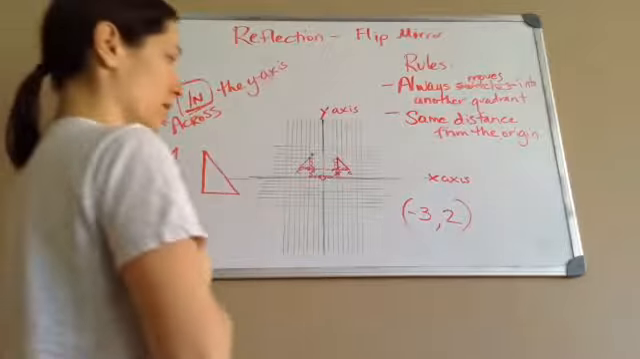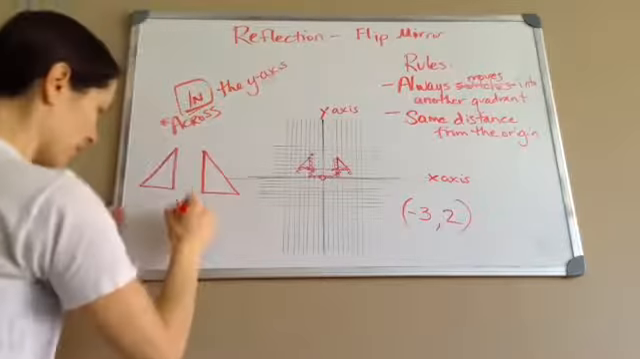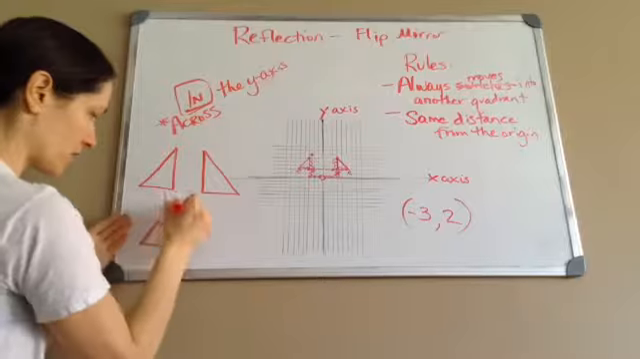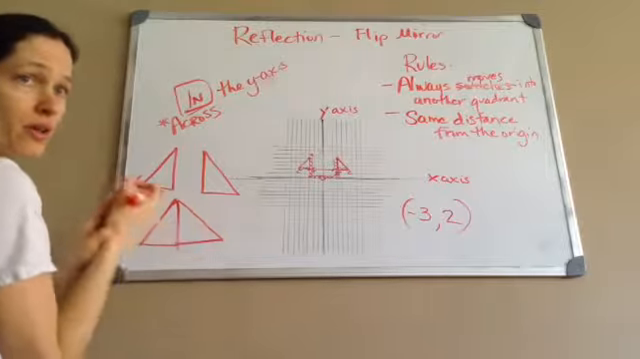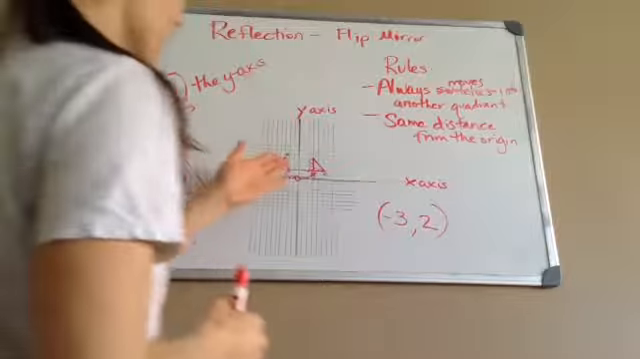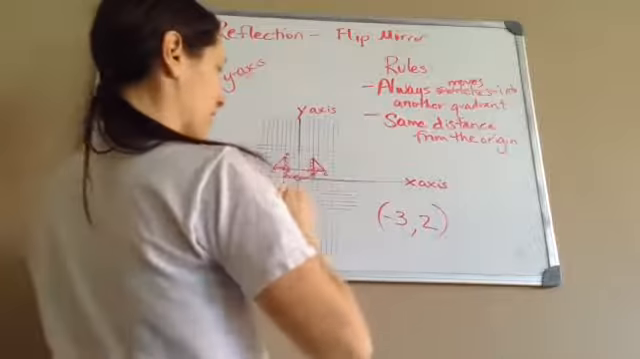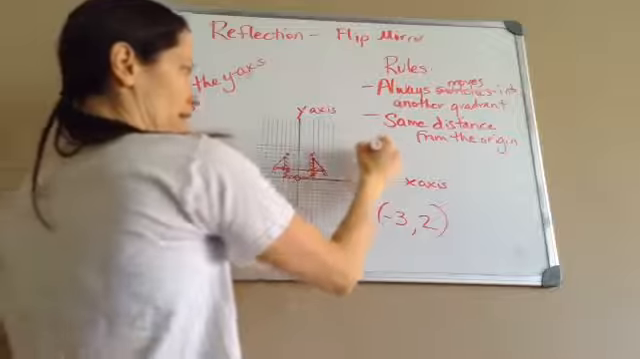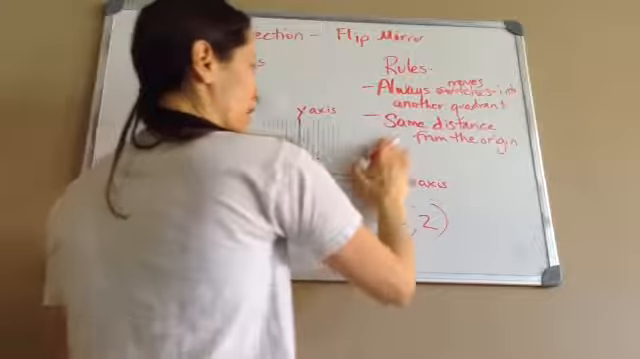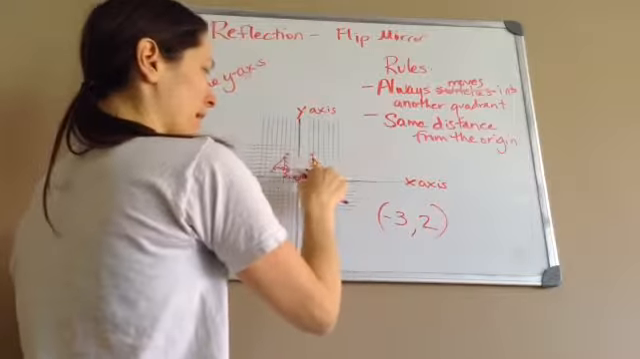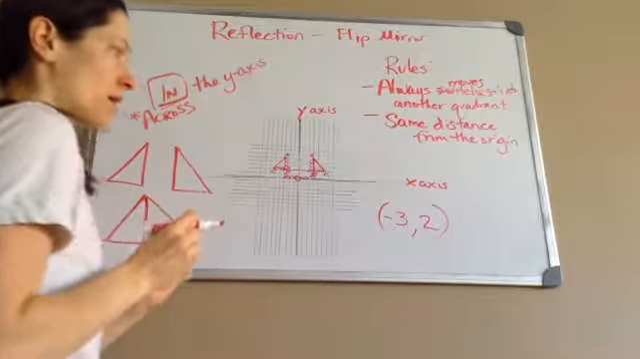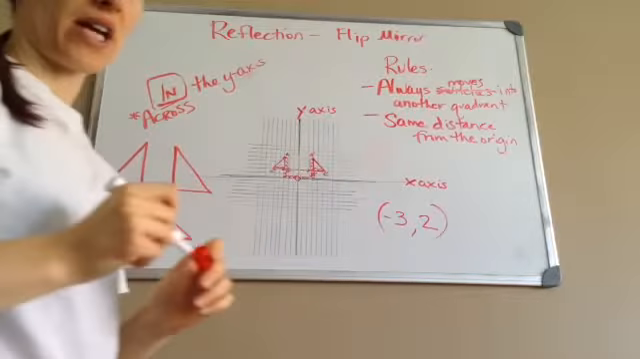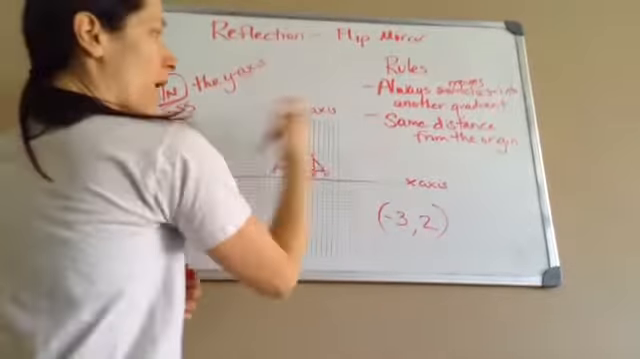A flip, okay? But I didn't make a flip and it just flipped right on top of each other. So what you see here is this would be labeled A, and it's got this little dash, a slash. That means A prime. A prime, B prime, C prime.